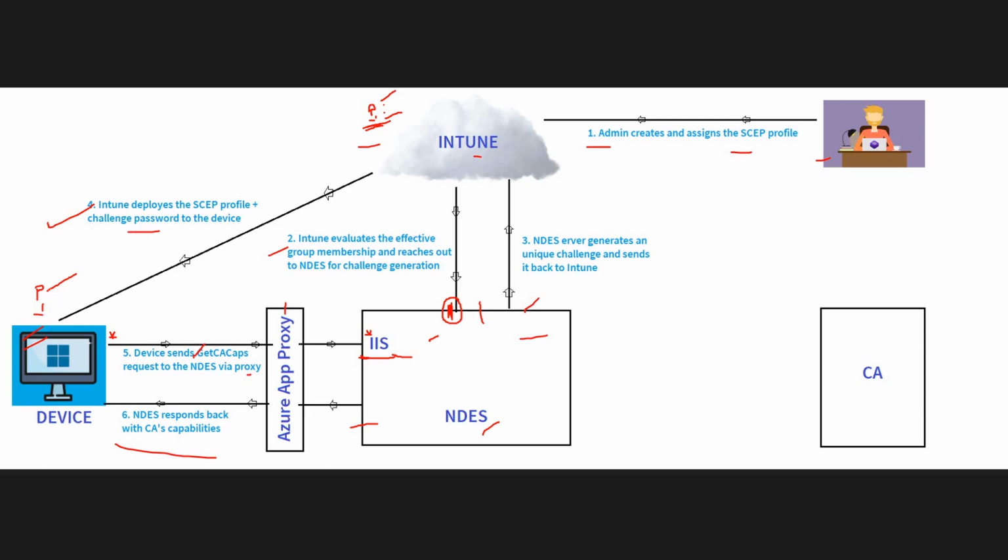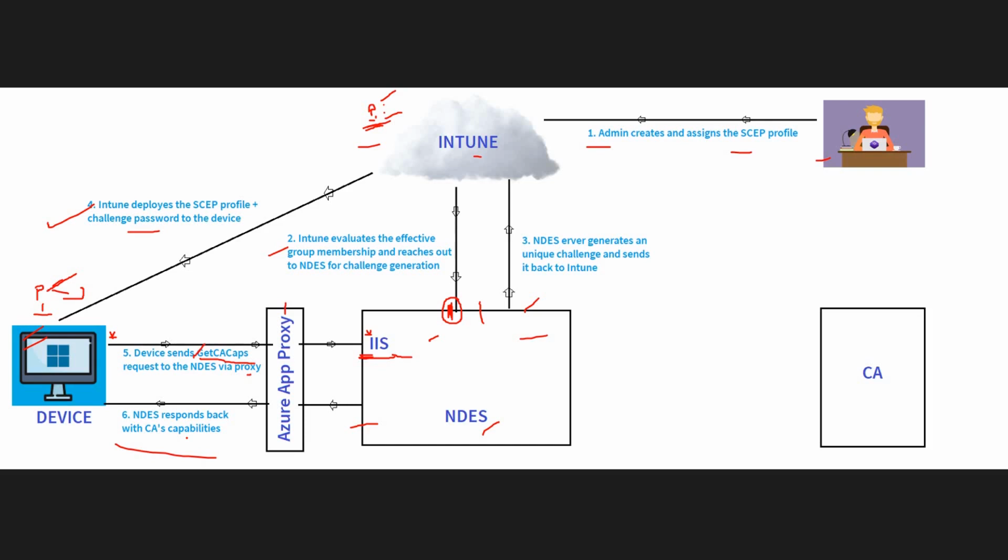The device received the profile. The profile contains the challenge password as well as the SCEP server's URL. The device is going to make a request and reach out to the SCEP server's URL. The URL is that of the app proxy, which is going to forward the request to the IIS of the NDES server. The device first does a get CA caps request, that is checking the capabilities of the CA. The NDES server responds to it and provides the capabilities of the certification authority.